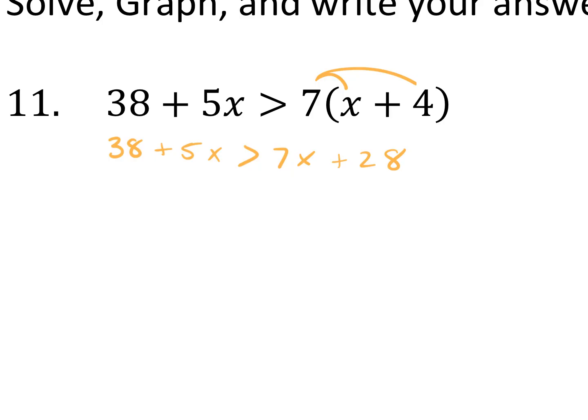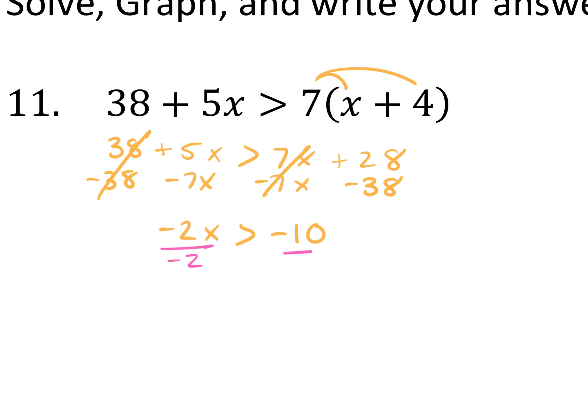I like it when my x's are on the left because it's going to help me graph it. So I'm going to subtract 7x, move it to the left side, and then we can subtract 38, move that to the right. 5x minus 7x would be negative 2x is greater than 28 minus 38 is negative 10. What should we do next?